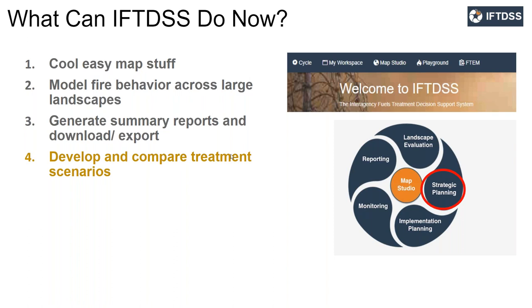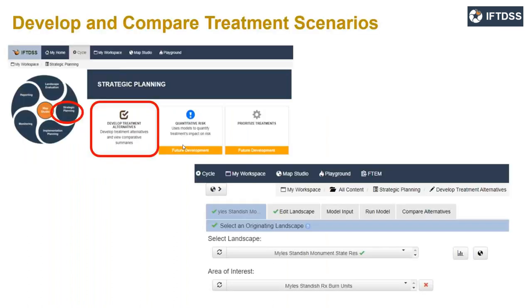The last thing I want to mention is the develop and compare treatment alternative scenarios. So that's within the strategic planning portion of the IFTDSS cycle. It's called develop treatment alternatives, and this is built as a tabular approach to go through the process of firstly getting your landscape, secondly editing your landscape to both correct any errors in it and then to game out different treatment scenarios. You establish the model input values to run the model. In this case, this is only available currently for Flat Map Basic or the landscape fire behavior. Run the model and then compare alternatives. So it's sort of a left to right scenario.